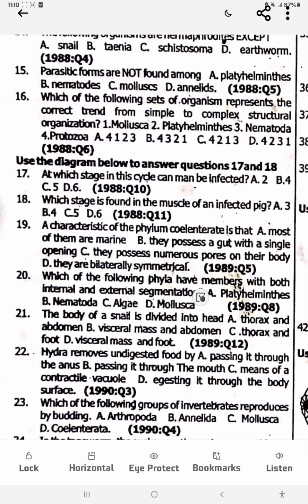Number 20. Which of the following phyla have members with both internal and external segmentation? Phyla means categorization or groups of animals. Option C. Sometimes they call this metameric segmentation. The platyhelminthes are metamerically segmented. Don't forget, the platyhelminthes are the flatworms.